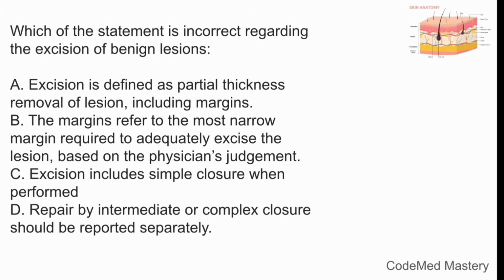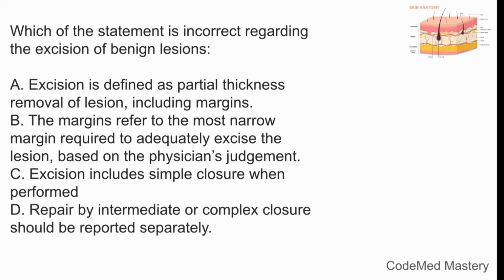Next question. Which of the statement is incorrect regarding the excision of benign lesions? Option A, excision is defined as partial thickness removal of lesion including margins. Option B, the margins refer to the most narrow margin required to adequately excise the lesion based on the physician's judgment. Option C, excision includes simple closure when performed. And option D, repair by intermediate or complex closure should be reported separately. So here they are asking which statement is incorrect among these regarding the benign lesions.